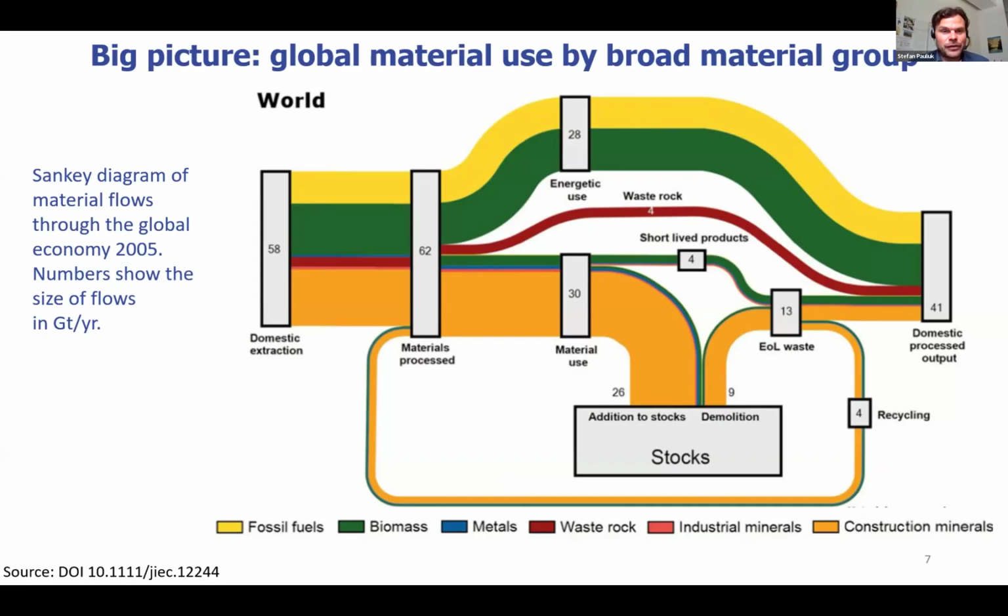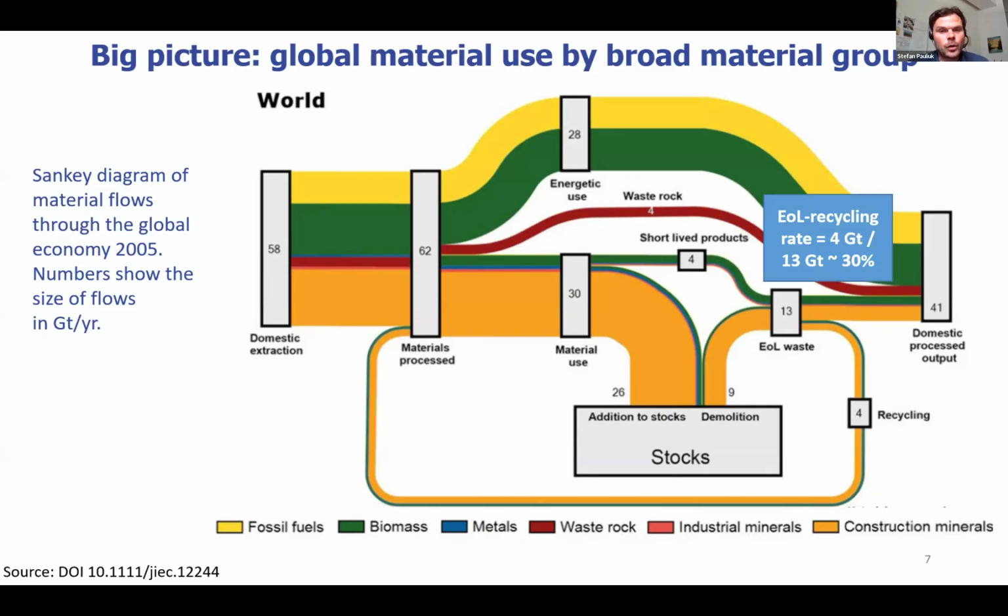So we have here the throughput flows, the yellow, which is fossil fuels, the green, which is the biomass used for energy. And we have this big chunk of construction materials, the orange one, going into the stocks, into the cities. That's the cement and the steel I talked about before. And there's a relatively small flow coming out. And overall, we have something like a 30% recycling rate.